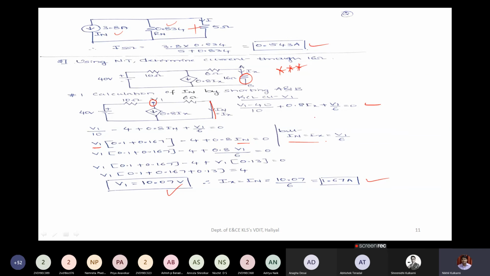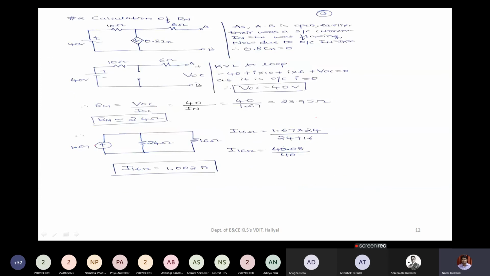If you have any difficulties, let me know. Okay, so we shall move to the next step now, the calculation of Thevenin's resistance. If you want to calculate the Thevenin's resistance, make this end open. That is, RAB is nothing but our Thevenin's resistance only.